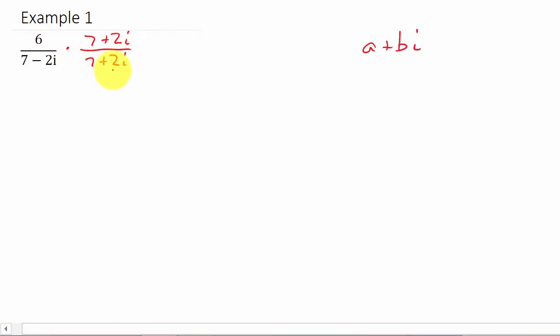Now, to multiply conjugates, you can FOIL this out: multiply first, outside, inside, and last. You can do that and you'll get the right answer. You'll just have a few more steps. Well, there's a formula. You remember the formula: a minus b times a plus b is a squared minus b squared.